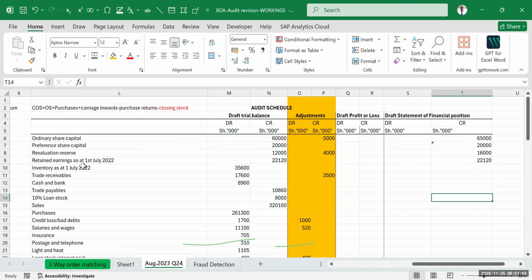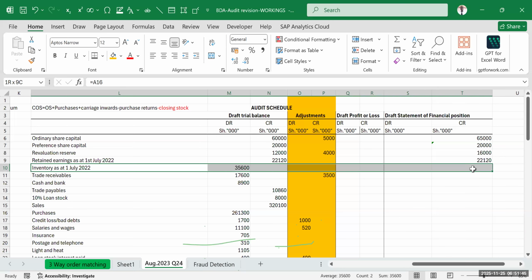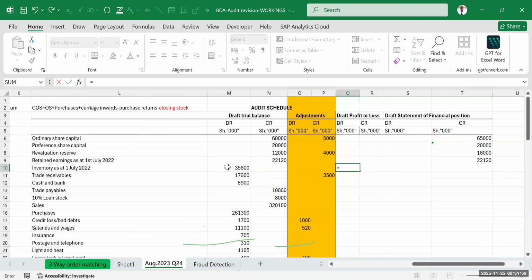Then we come to inventory. Remember, this is an opening inventory. This is an opening inventory. It does not affect our balance sheet. It only affects our statement of profit or loss. Following the computation of cost of sales, we normally just add opening inventory. We start with opening, add purchases, less closing stock, and all that.